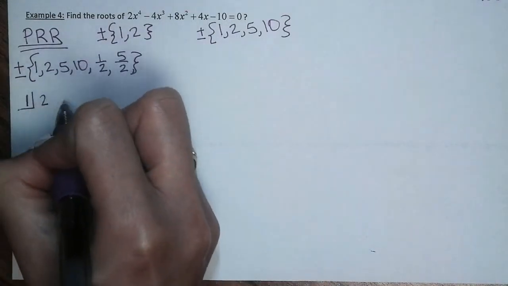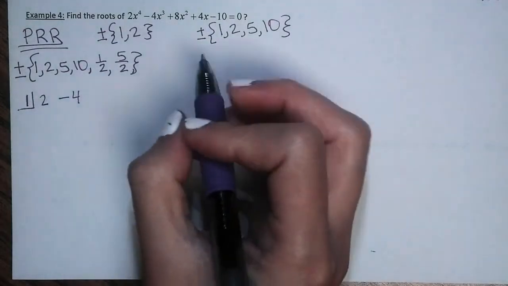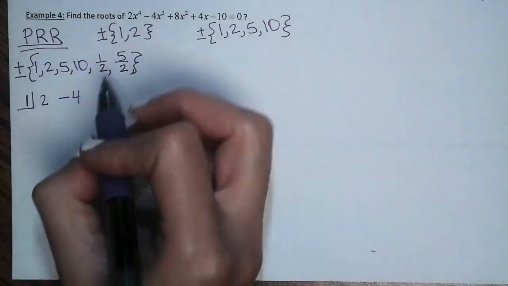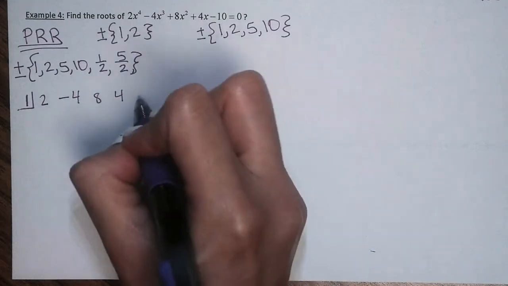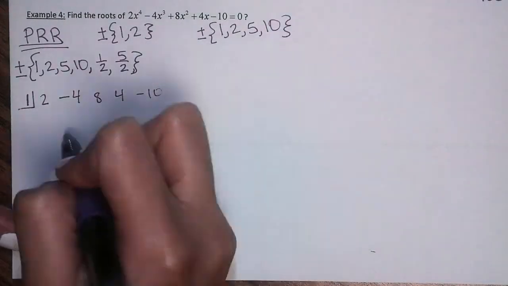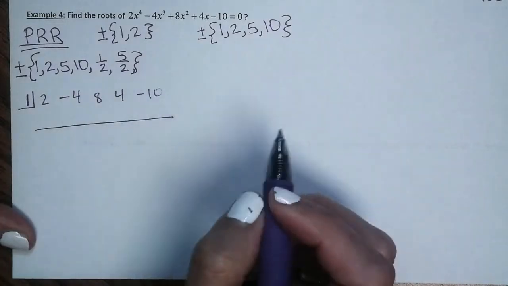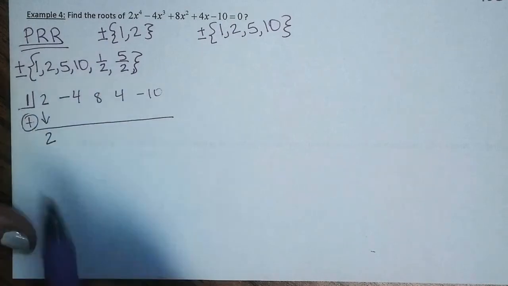So that's a 2, -4. Let me wake up the computer. Okay, there we go. So 2, -4, 8, 4, -10. That's going to be synthetically divided by 1. So bring the 2 down. And now let's start multiplying and adding.